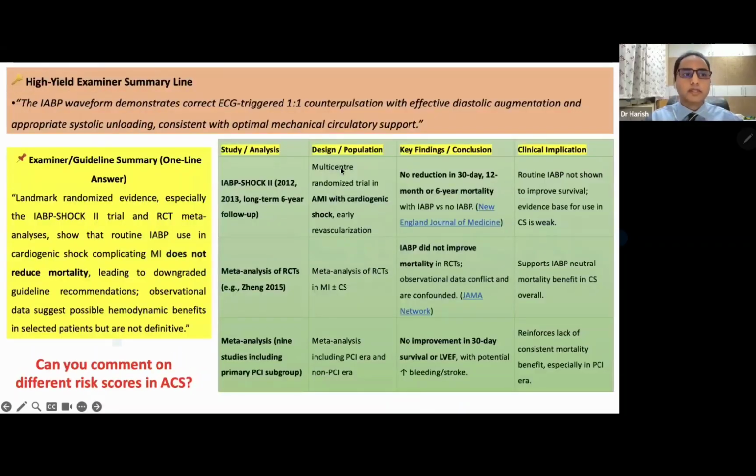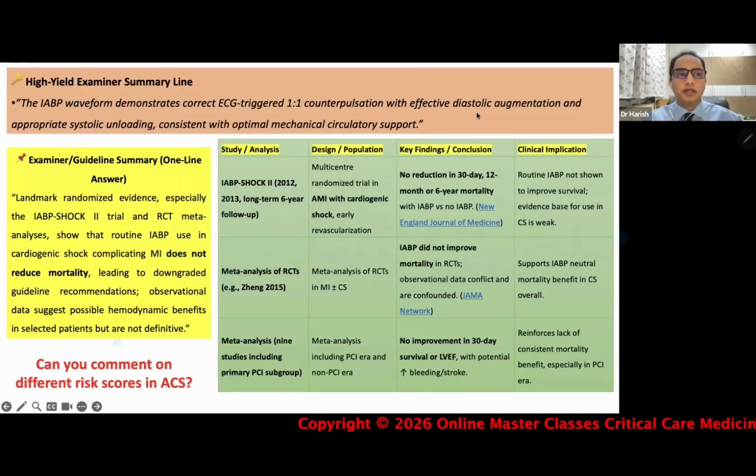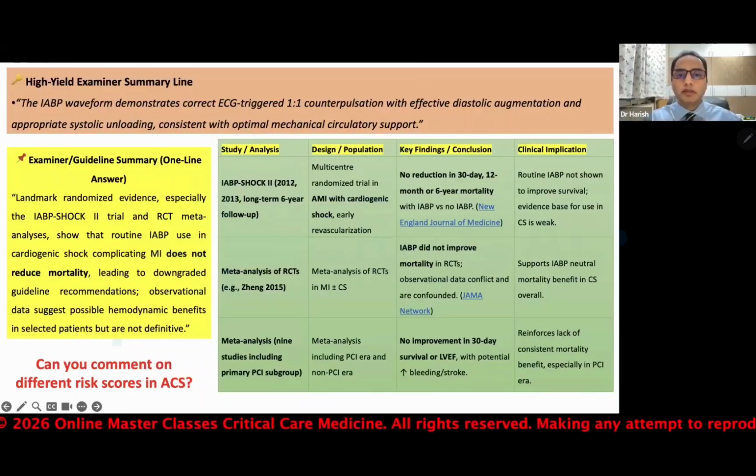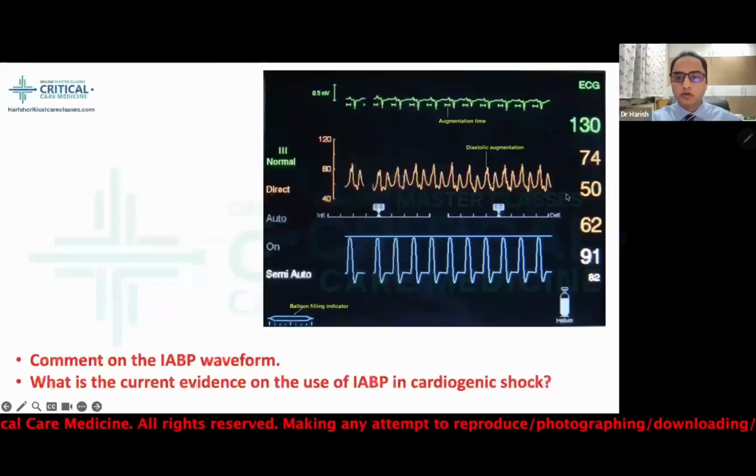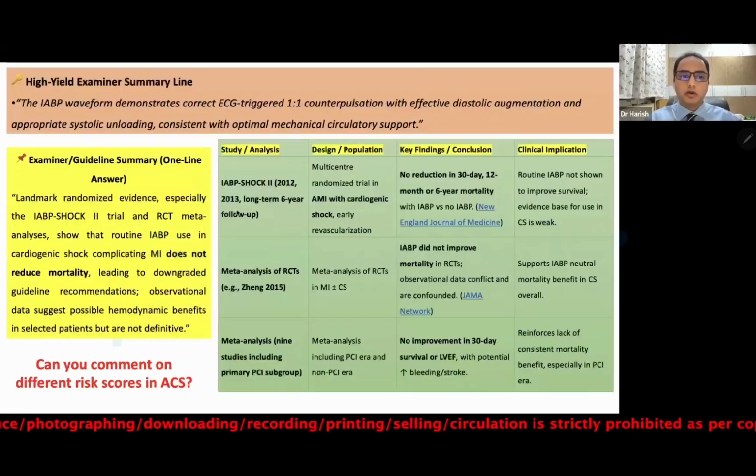This IABP waveform demonstrates correct ECG trigger, that is 1:1 counterpulsation with effective diastolic augmentation and appropriate systolic unloading. It is consistent with optimal mechanical circulatory support. The waveform is 1:1 with good diastolic augmentation, and systolic deflation is happening with improvement in coronary perfusion and reduction in afterload.